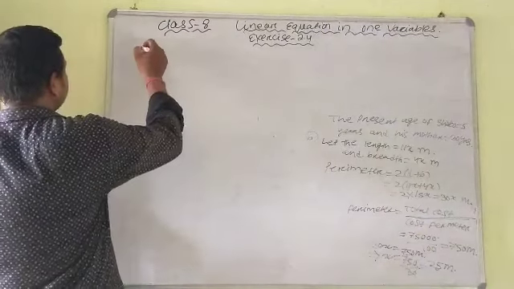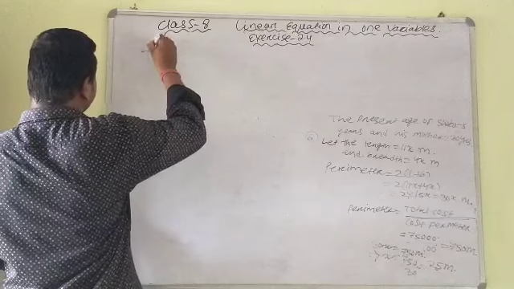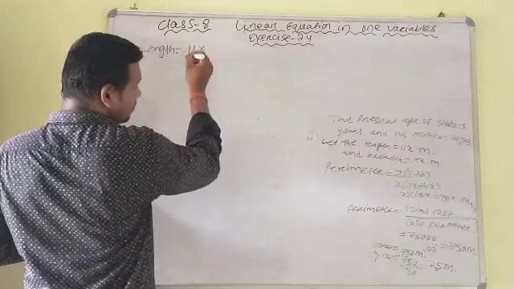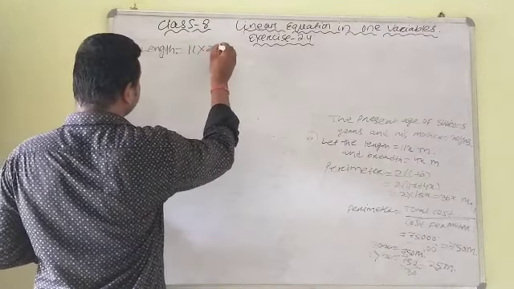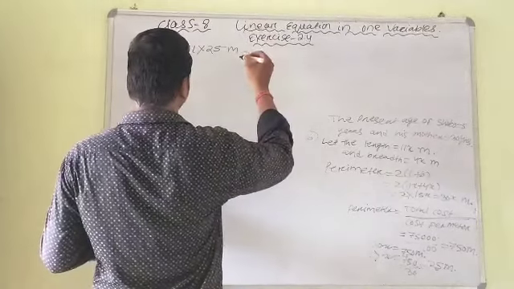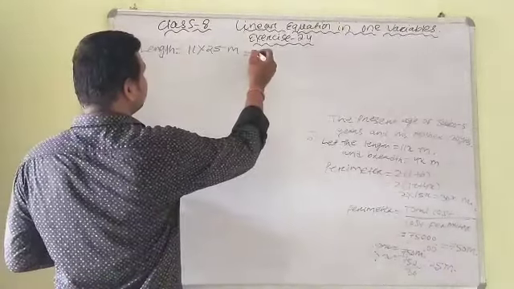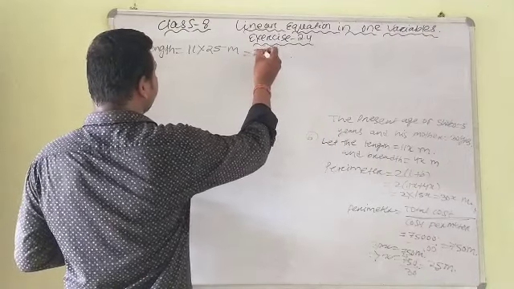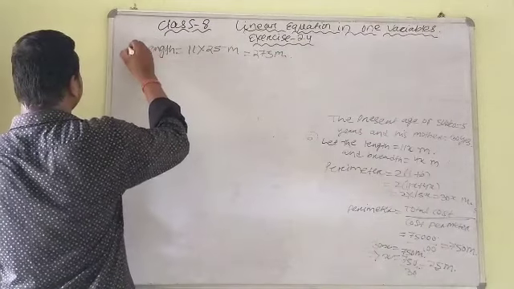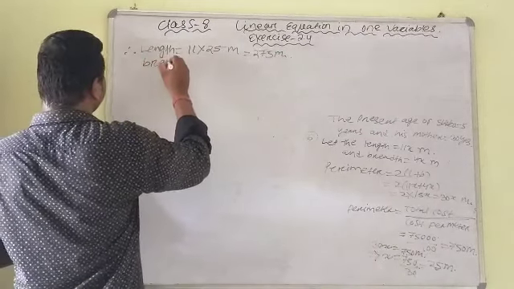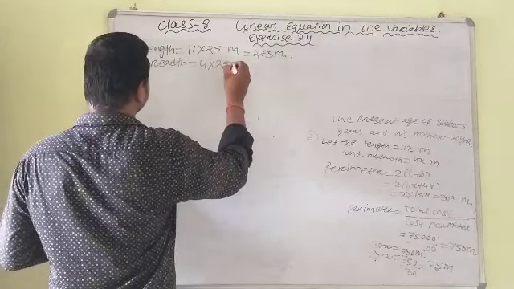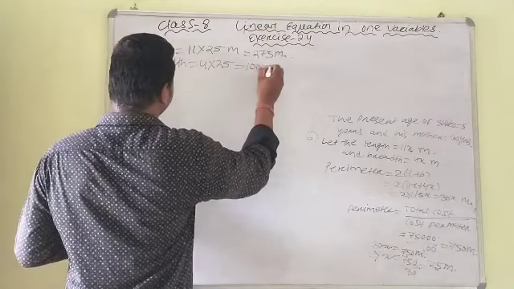So we'll have to find out length. Length equal to 11x. 11 into 25 meter. So we'll multiply, is equal to 275 meter. Okay, this length, then breadth. Breadth equal to 4x, 4 into 25, that is 100 meter.